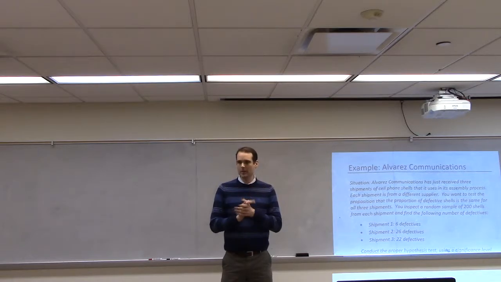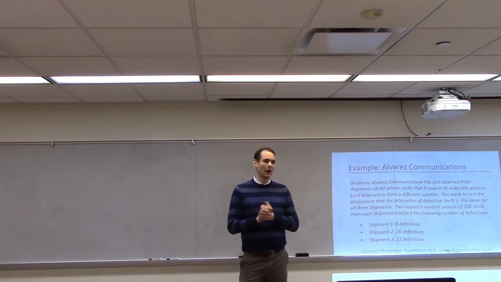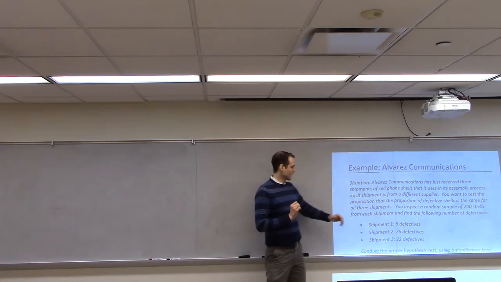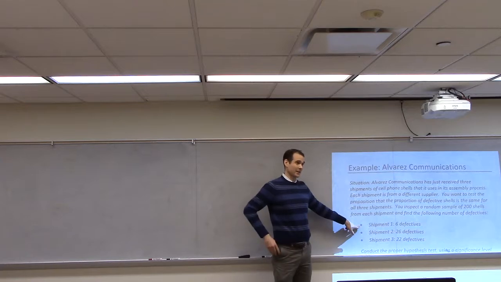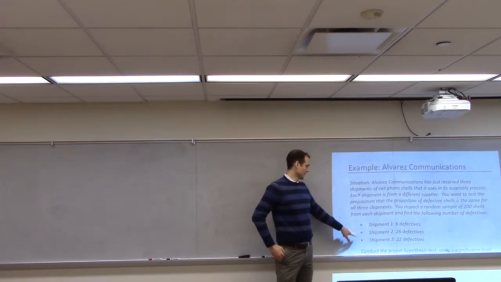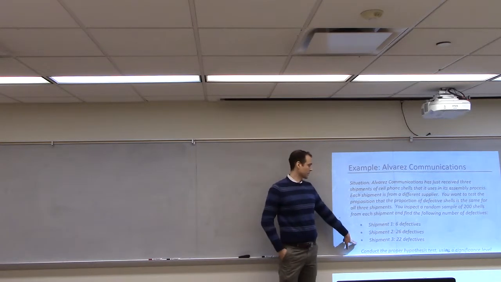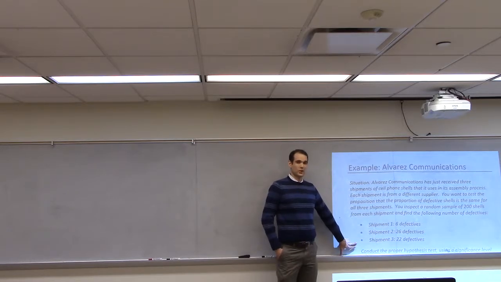Defective shells we have from each supplier. Of those 200, the sample of the 200, shipment 1 has 6 defectives, 6 out of 200. Shipment 2 has 26. Shipment 3, supplier 3, so this is supplier 1, 2, and 3. Supplier 3 has 22 defectives. Which supplier do we like the best, just based on that?